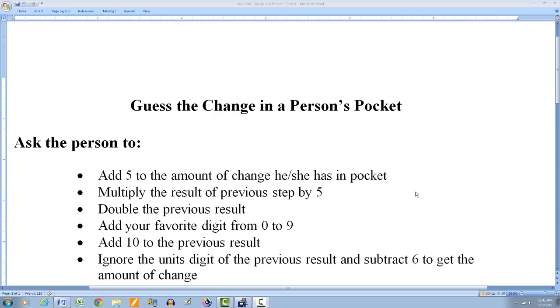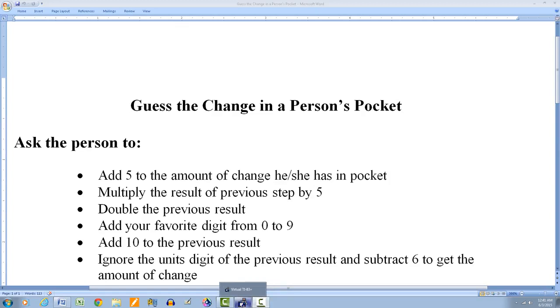Or you can just tell a person to think of a number and give a range, and we're assuming it'll be a whole number, so we'll avoid decimals and fractions and so forth. Okay, so what I'm going to do is show you how you can use the mathematics to solve this type of problem, or guess the change that a person has in the pocket. And then I'll show you how it works, or why it works mathematically.